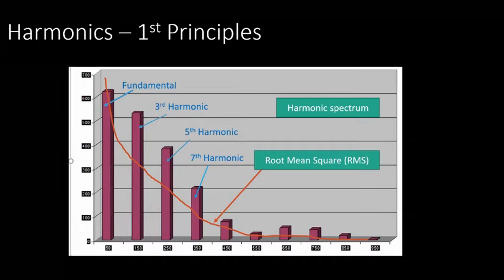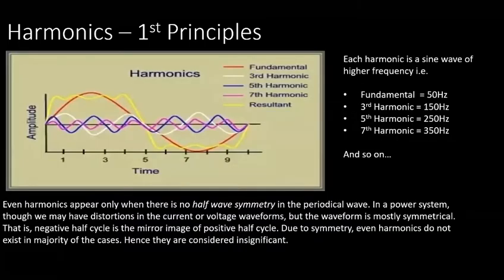So the root mean square, or RMS value, of the current will be an RMS value comprising of the fundamental component, the third harmonic, the fifth harmonic, seventh harmonic, and all the other odd harmonics. A little bit more around the first principles. So each harmonic on its own, which is a third harmonic or the fifth harmonic or the seventh harmonic or the fundamental, individually they are all sine waves, but they are all sine waves with different frequencies.